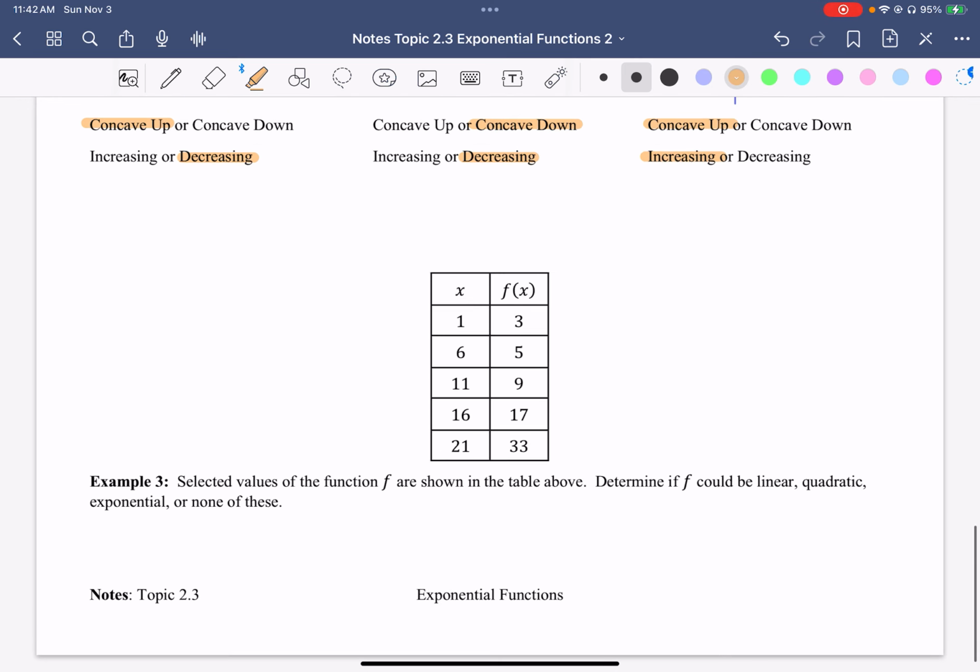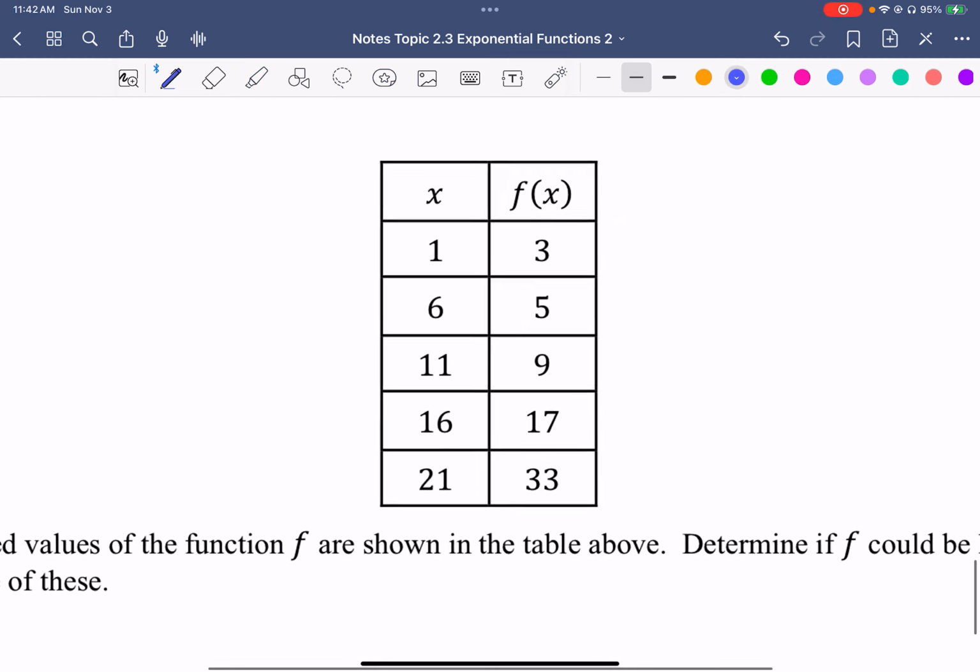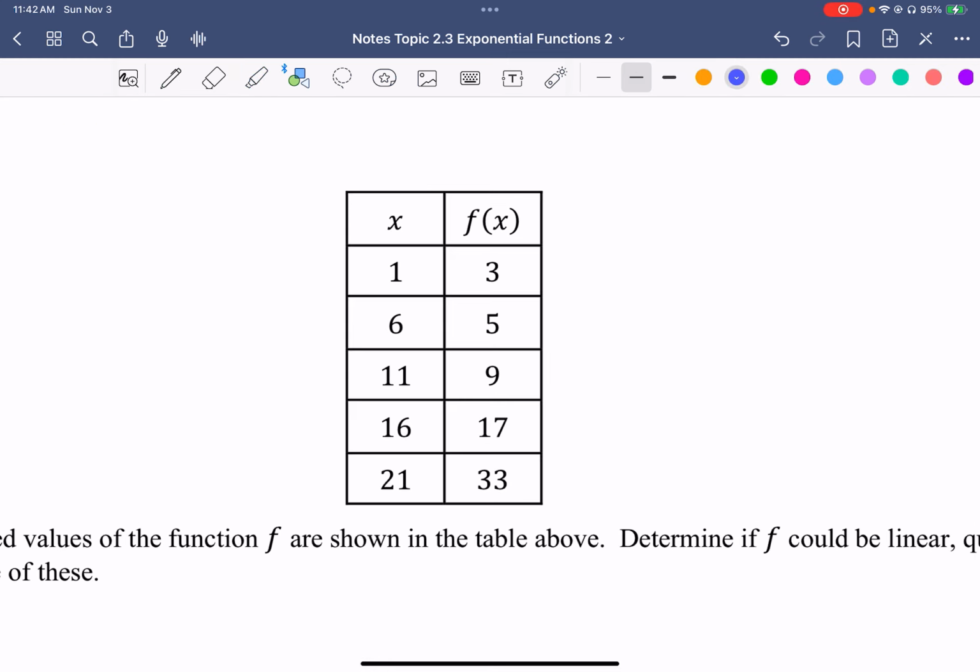Okay, last example. Selected values of the function f are shown in the table above. Determine if f could be linear, quadratic, exponential, or none. Okay, so whenever you're given a table and you need to determine a function type, the first thing you need to do is make sure that the changes in x are constant. Okay, so that's what we're going to do now.